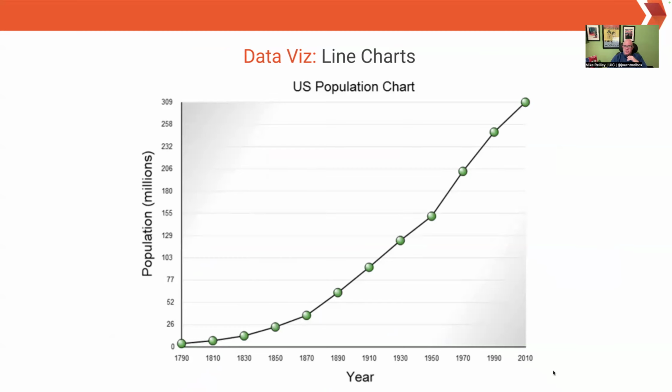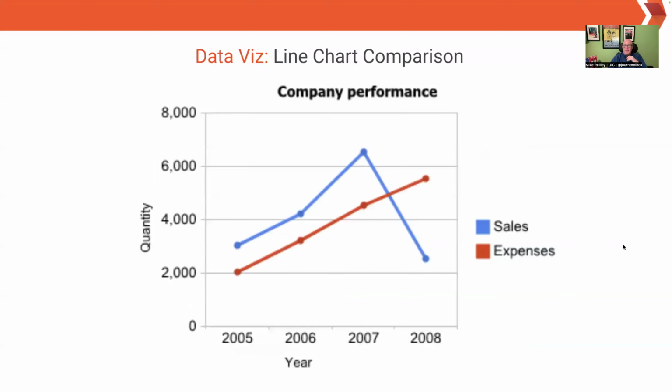Your x-axis is the time element, the year, and then the population in millions. Always have that scale on here labeled, and it shows it going up. Okay. You look at this chart, this is a bad one because it doesn't really do a good job of explaining what company it is.